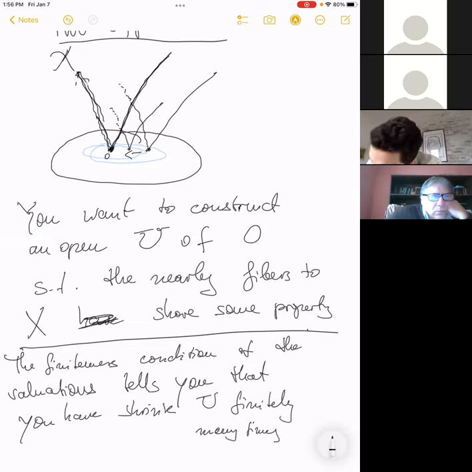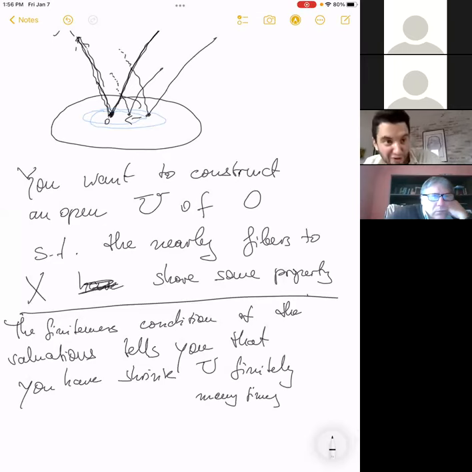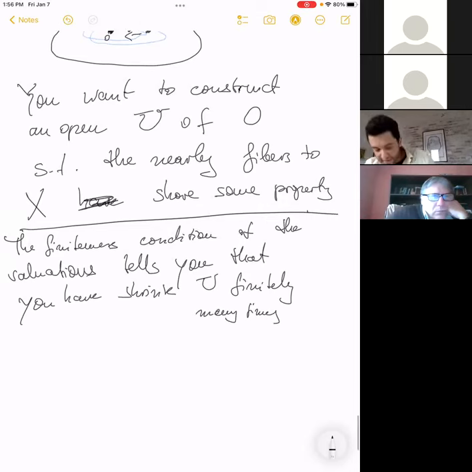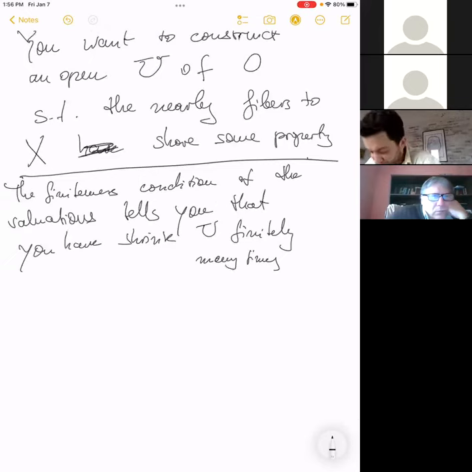you might end up just with the origin. So if you shrink this open neighborhood of the origin infinitely many times, in the limit you might just end up with the origin, so you cannot say anything about the nearby fibers. The finiteness condition guarantees you that there is a real neighborhood of the origin that contains other points than the origin.